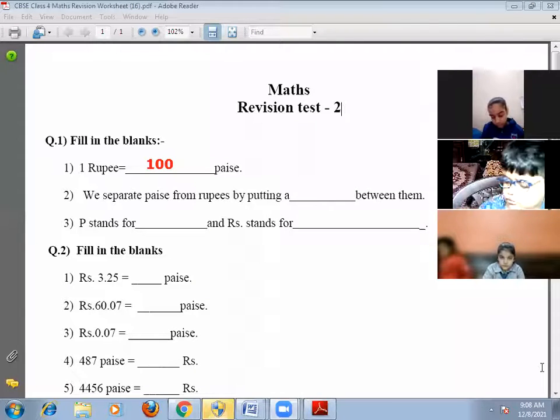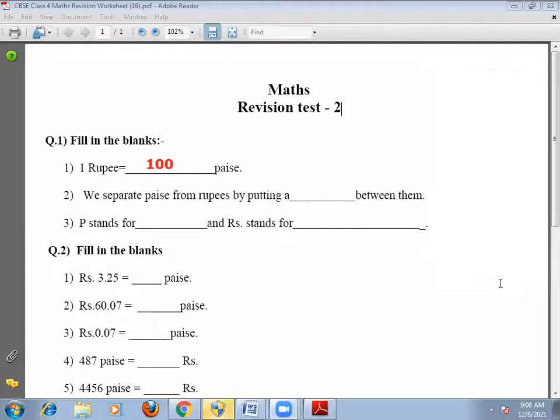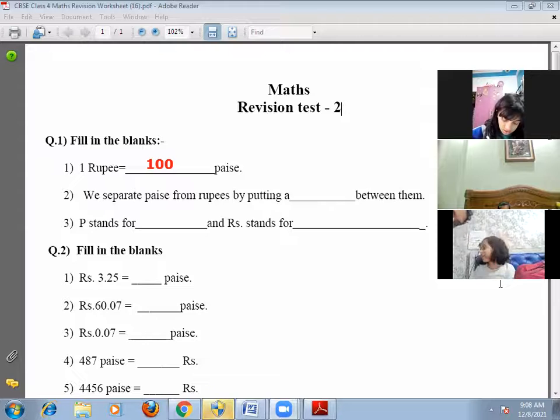No idea? Beta, you should use your brain. We have already discussed the same. Here, who is going to tell me? Sonika, can you tell me? Sonika, unmute yourself. Yes, Sonika.